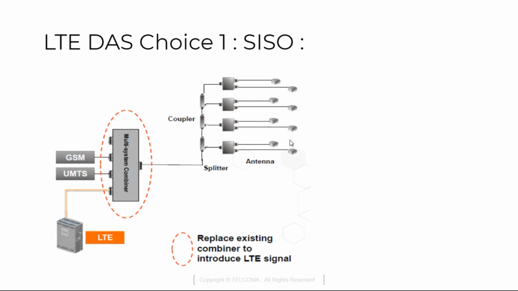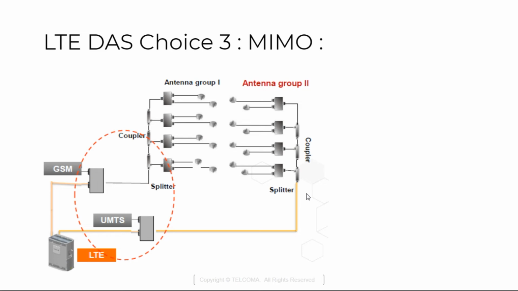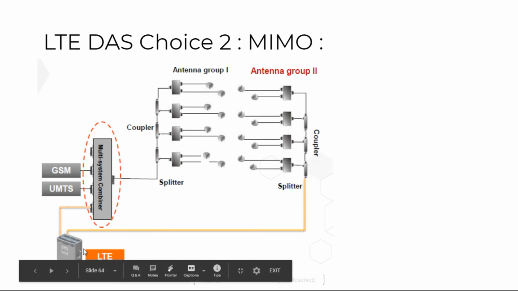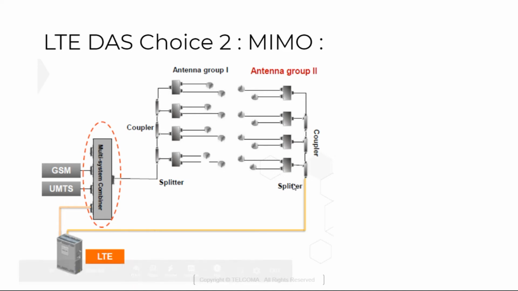Moving to the next, which is MIMO, LTE choice 2. Here we can see different antenna groups, antenna group 1 and antenna group 2. Again, it has a multi-system combiner to introduce the LTE signal, and this LTE signal is directly fed to the splitter as well. So it can have multiple inputs, multiple outputs to introduce LTE.